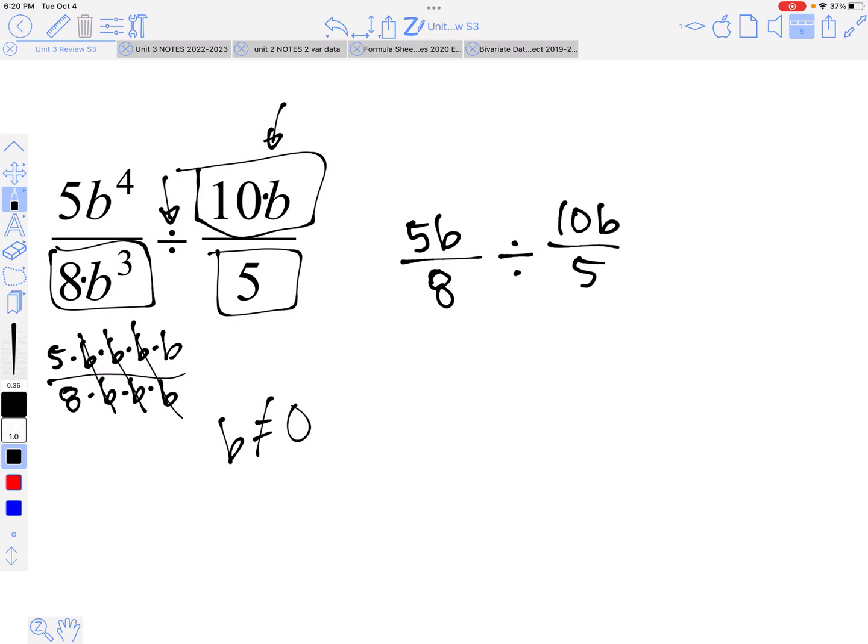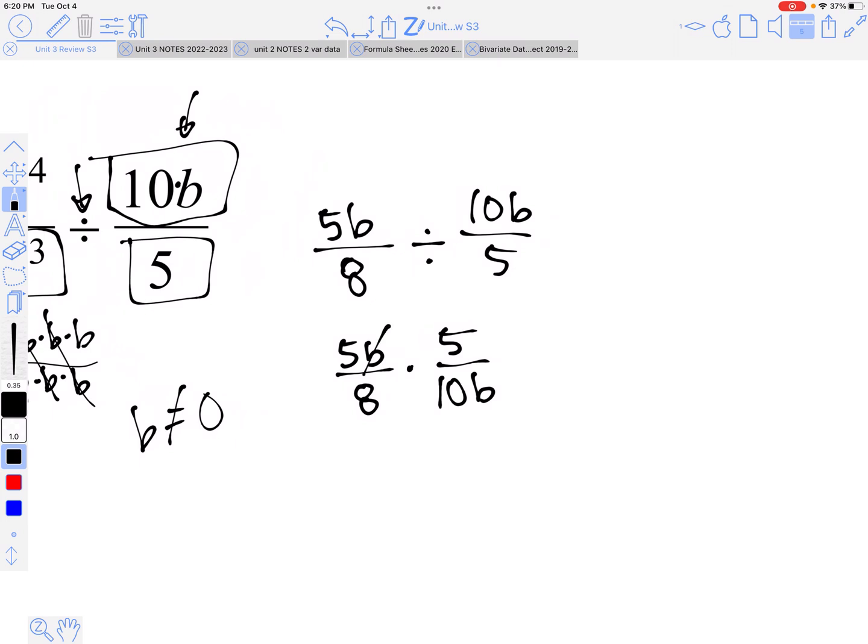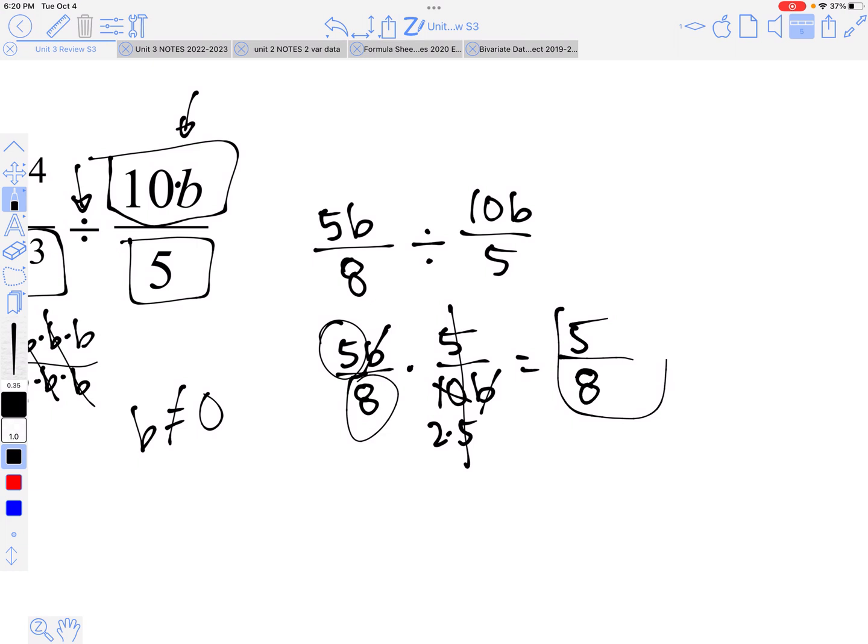Now with division, you got to remember 5b over 8, so keep, change, flip, or multiply by the reciprocal, whatever helps you remember. Yeah, that's great. Okay, so I'm going to cancel out the b's, and then I'm going to rewrite the 10 as 2 times 5, and notice I can cancel out the 5's. So then the only thing I'm left with in the numerator is 5, and in the denominator 8. So 5/8 with the excluded value of 0.